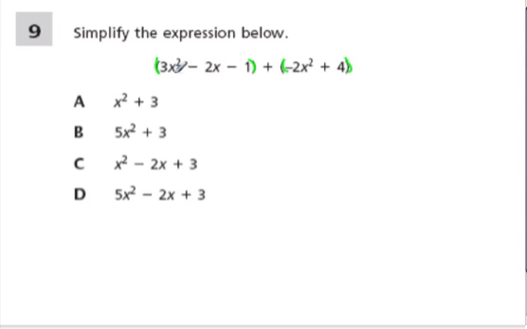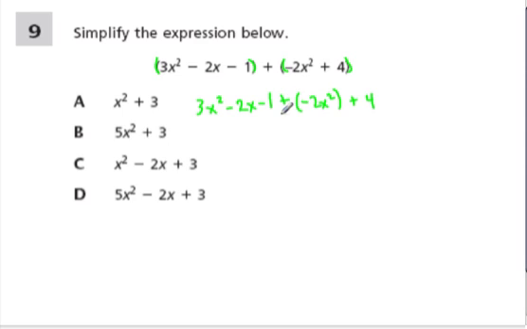So what I mean is that here we have 3x squared minus 2x minus 1. Well, there's nothing we can combine here. So I'm going to pull these terms out of those parentheses and just rewrite them. And what we're doing is adding this stuff here. So we're adding a negative 2x squared, and then we're adding a positive 4. So all I've done is taking the terms out of the parentheses.